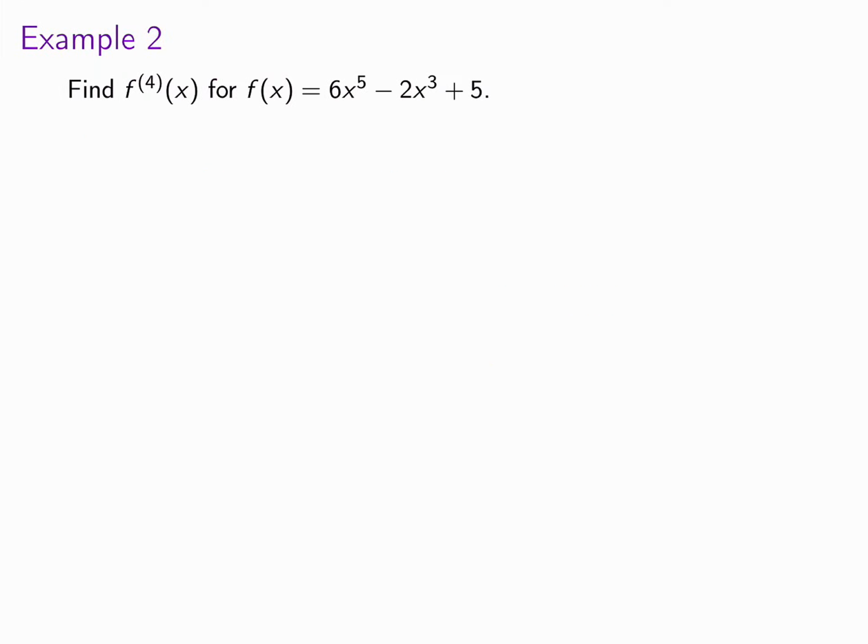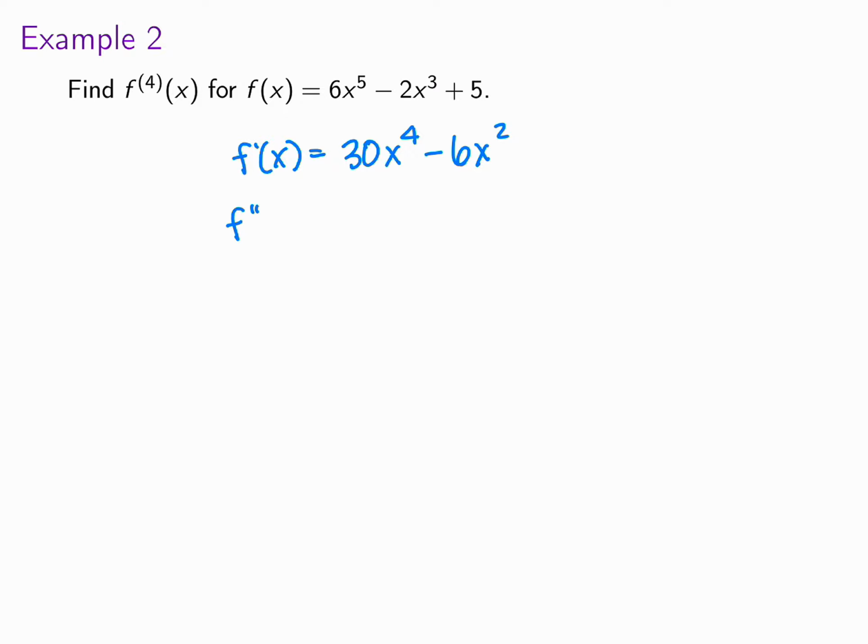This one is asking for the fourth derivative of a function. So to get the fourth derivative, we first need the first derivative, the second derivative, and the third derivative. So let's get going. This is just a polynomial, so it's going to be pretty straightforward with our power rules and our constant multiple rules. So f prime of x looks like it'll be 30x to the fourth minus 6x squared. Remember, the derivative of 5 is a constant, so its derivative is 0.